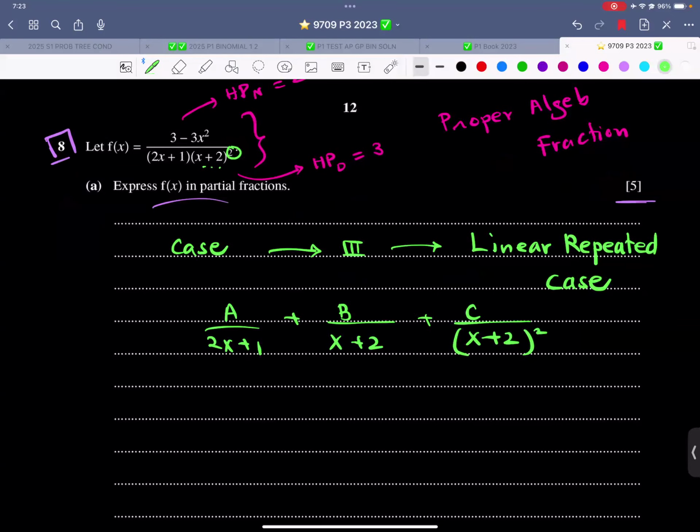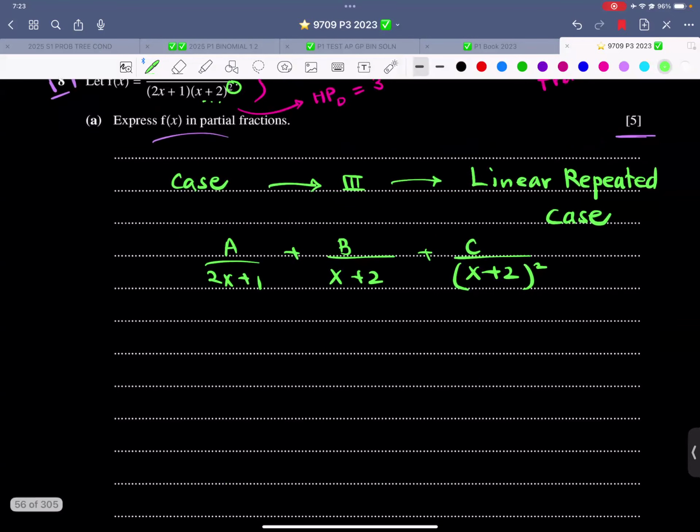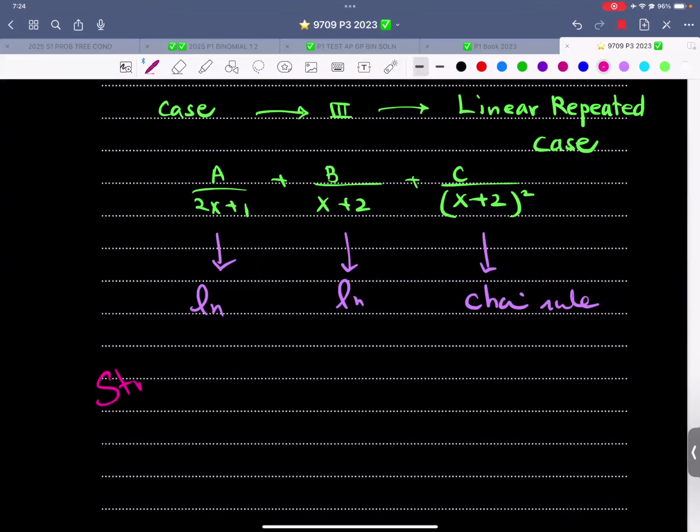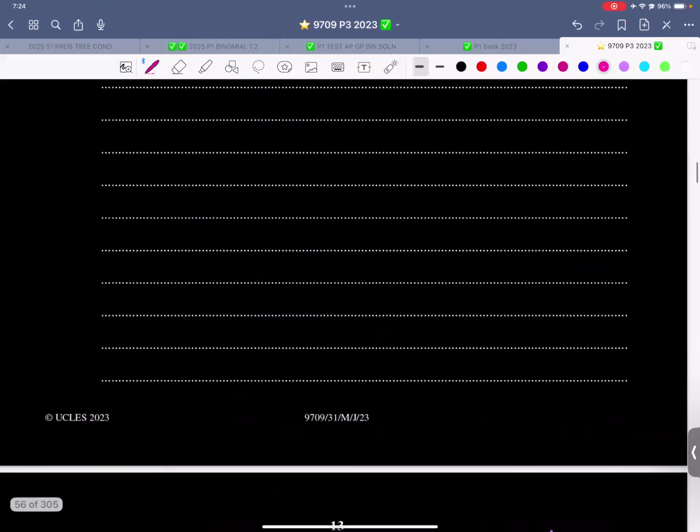So once you have realized this, then also you should realize how each term will be integrated. This will give us ln. This will give us ln. This will be an application of chain rule of integration. So basically, first make the strategy. First strategize. And once you have strategized, then proceed. There is no hurry as such.